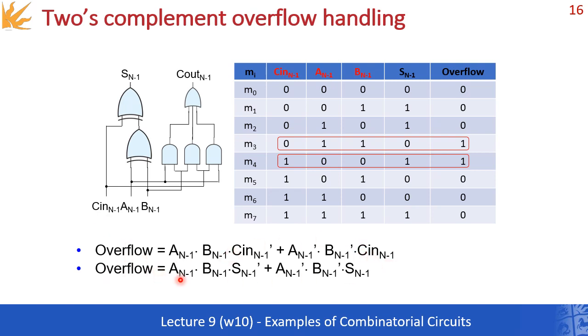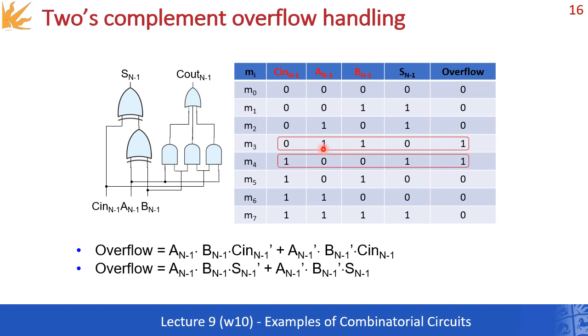Now, in natural language, both of these functions say that if the two most significant bits are the same and at the same time different than s n-1, then you have an overflow. And in the table, this is where you can find that. So you have an overflow only in these two cases.